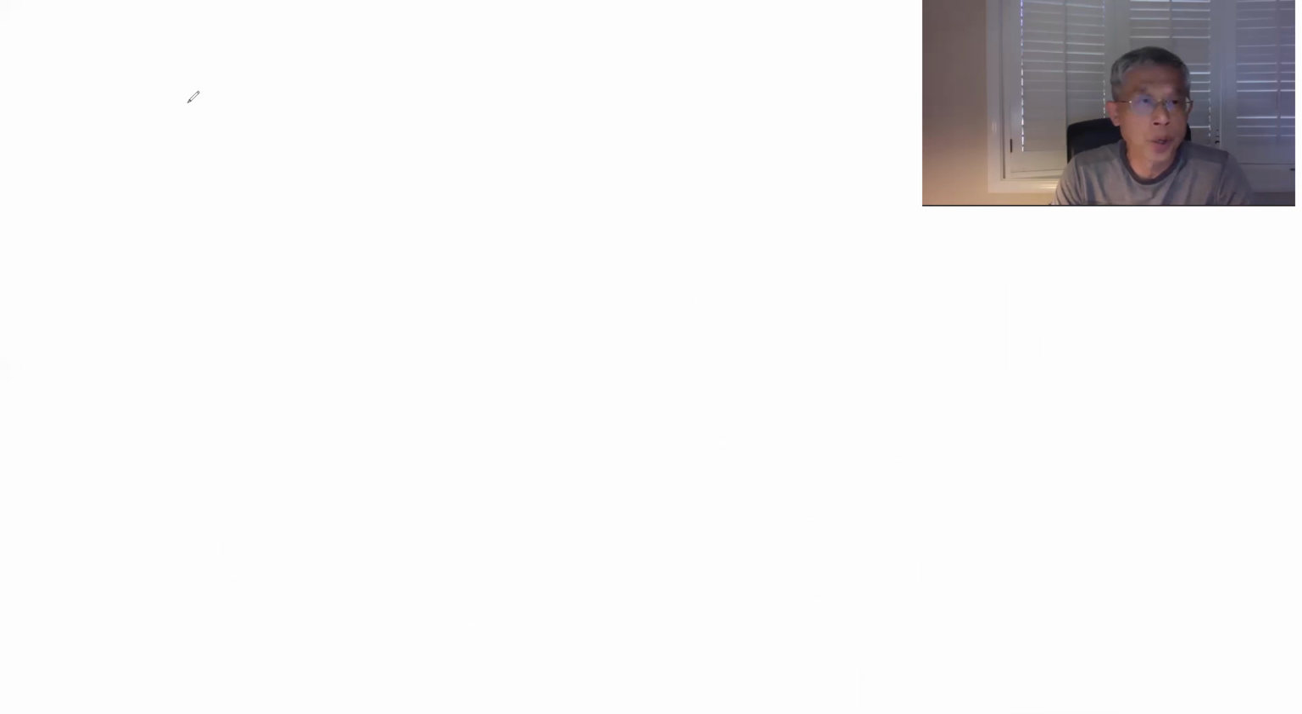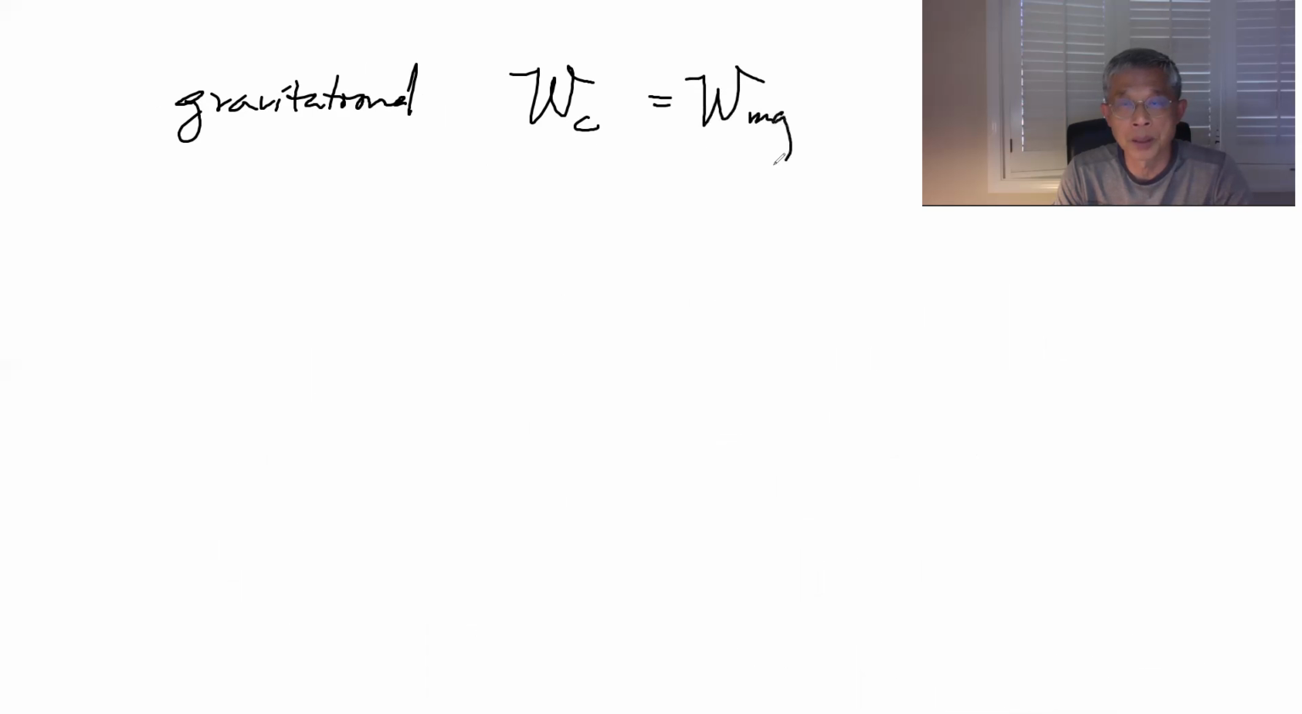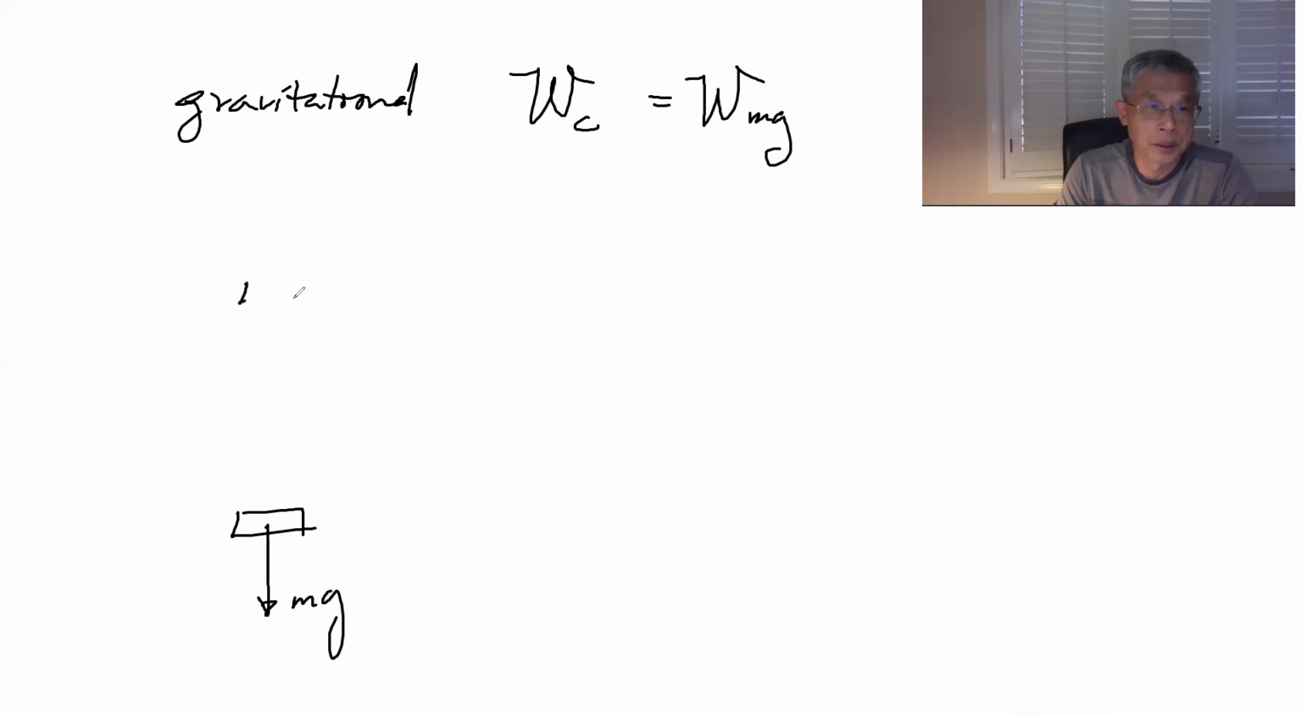Now I'm going to recall for you the gravitational case in chapter 6. The work done by the conservative force is the work done by mg. I want to give you an example. This is mg, and when you move this book from here to here, your mg will be doing negative work. This is h.